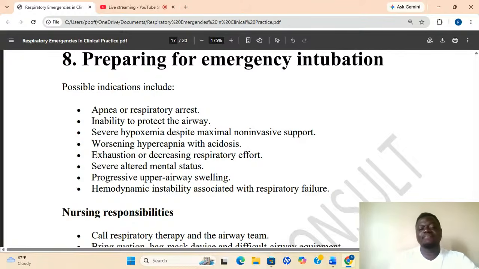Then severe hypoxemia despite minimal non-invasive support. Worsening hypercapnia with acidosis, exhaustion, decreasing respiratory effort, severe altered mental status. GCS is dropping below 7. Okay, intubate. Progressive upper airway swelling, asthmatics, allergies, intubate. Hemodynamic instability, your preload, your afterload, your blood pressure, or all these.